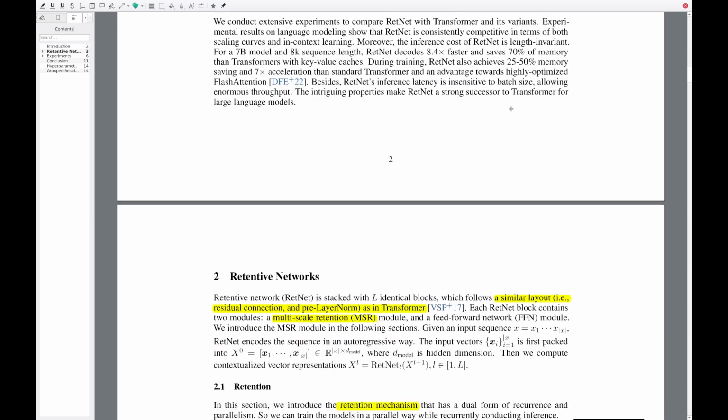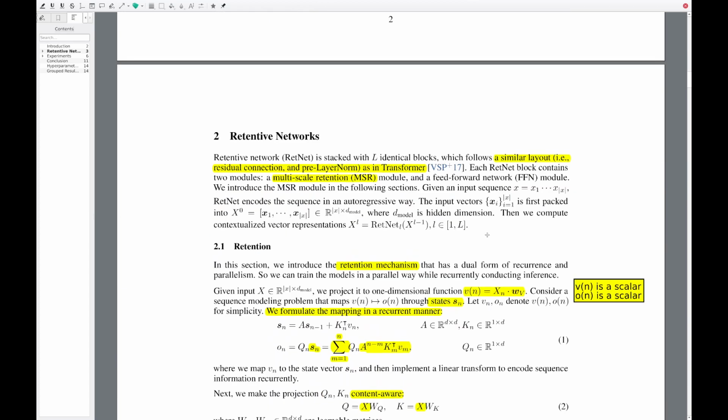And here they actually go into the way the network works. It's very similar to a transformer with these residual connections and pre-normalization. Instead of the multi-head attention block in a transformer, they use a multi-scale retention block. And they use the same feed-forward module as a transformer. They describe RetNet encodes the sequence in an autoregressive way. You have some set of vectors based on the tokens, and you form a matrix out of that and go through each layer. This is pretty standard.